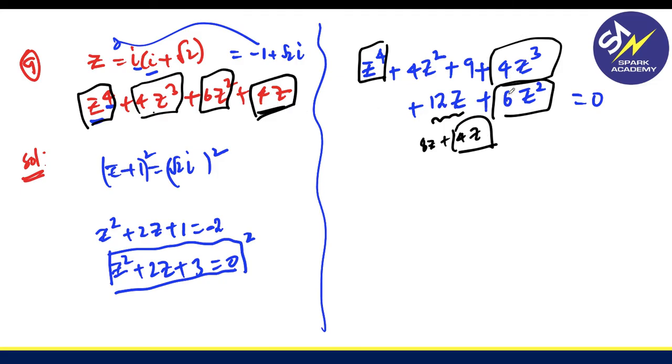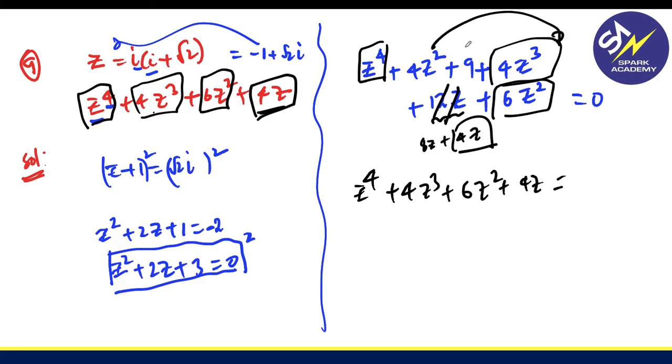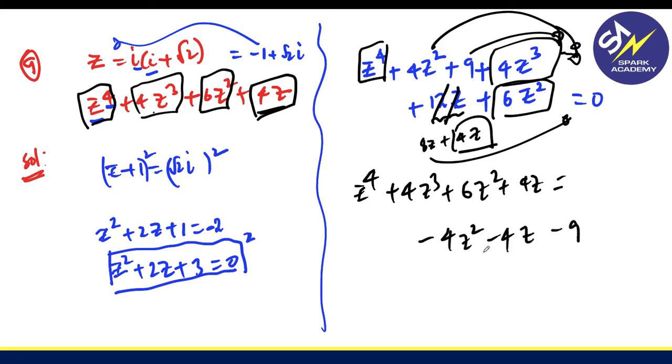So whatever I put in the boxes, I need it. Correct? So this is gone, and instead of this you are writing this. I need whatever is given in the boxes. So the remaining terms, I can send to the other side, right? So basically z power 4 plus 4z cube plus 6z square plus 4z equals, sending the remaining to the RHS, minus 4z square minus 4z minus 9.